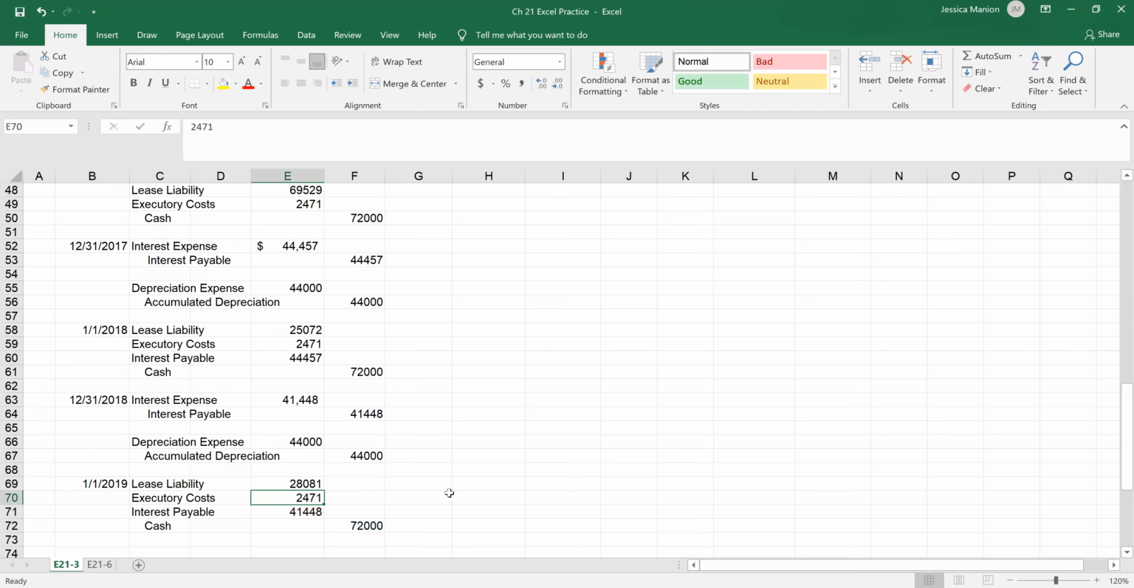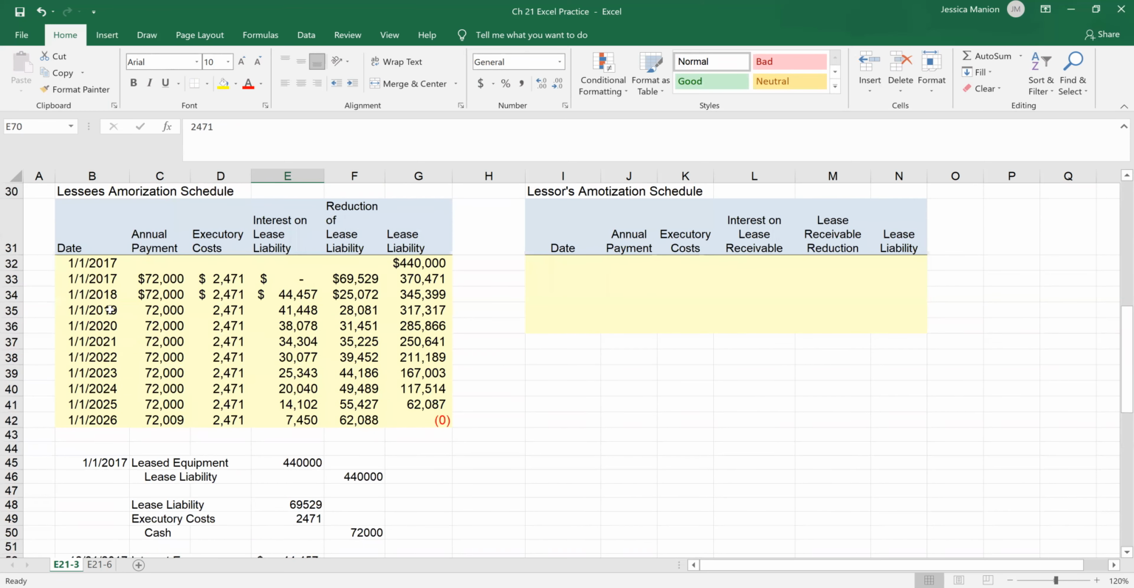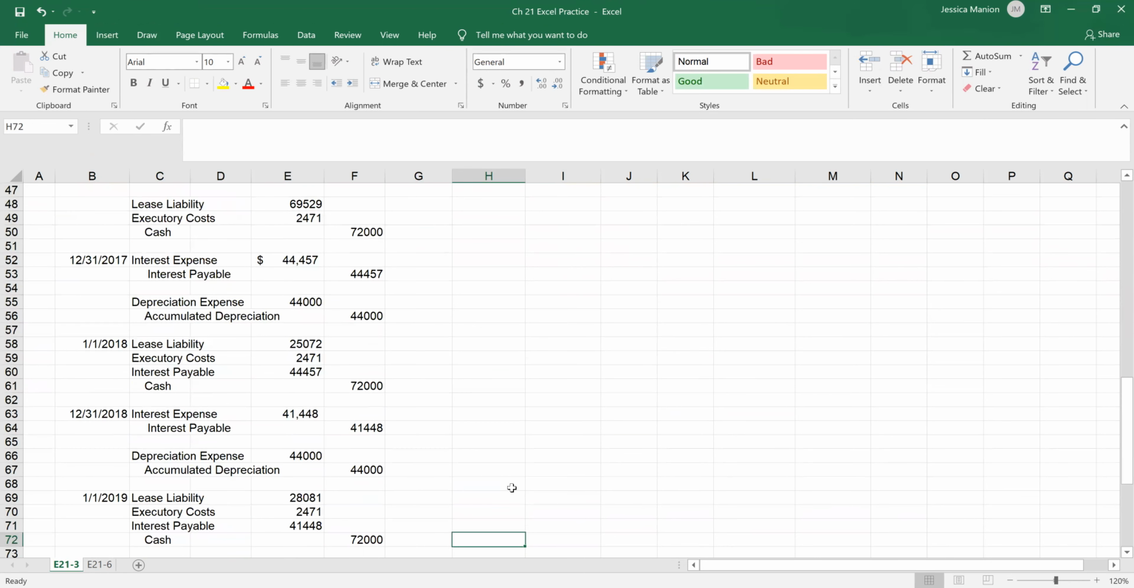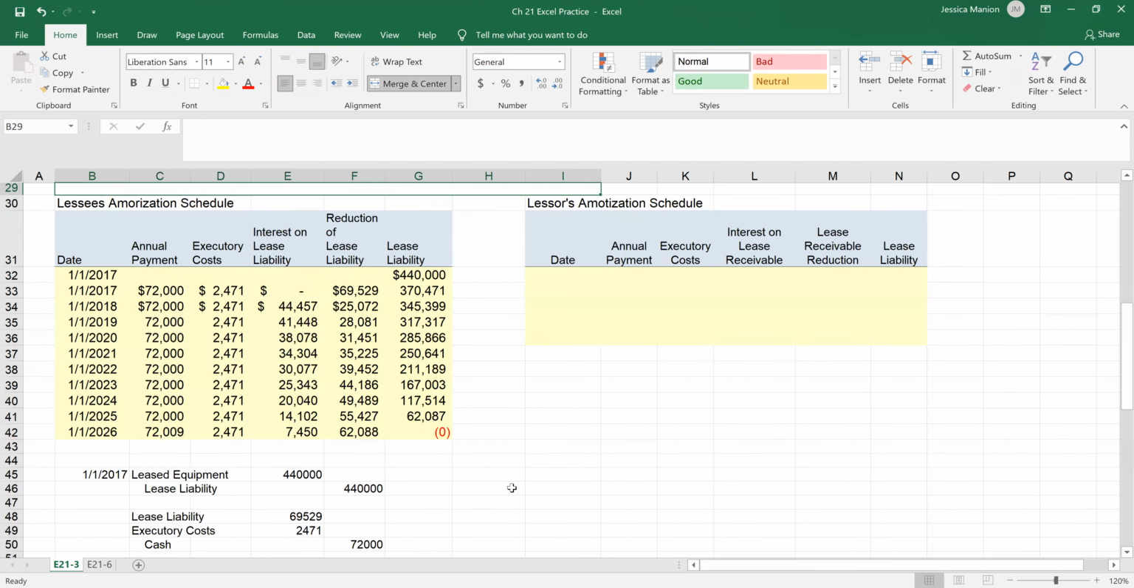And again, the reduction in the lease liability is the difference of all these things. Minus. So 28,081. And again, we see those numbers up here that we just plugged in. So anyway, those are the numbers and how we would fill that out from the lessee's perspective. And just to give you an example of those entries.